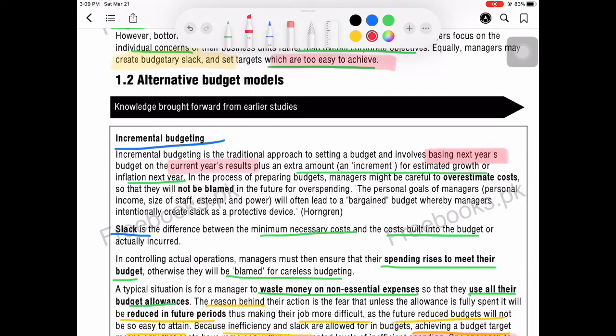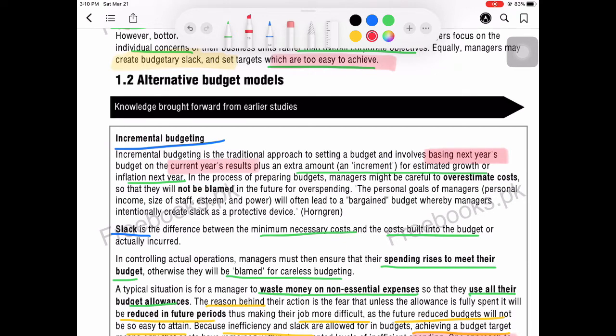For example, increase in inflation, there is estimated growth, or there is an estimated increase in the prices of the raw materials, or whatever it is. So there is an increment. So this increment will be added to the numbers of the budget for the year 20x2, that is the current year budget. For the next year we will get that sum.